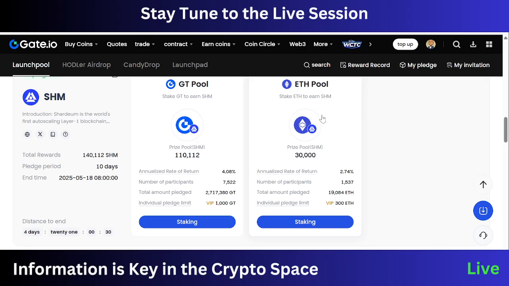And the annualized rate of return, the ARR, for ETH is 2.47%.